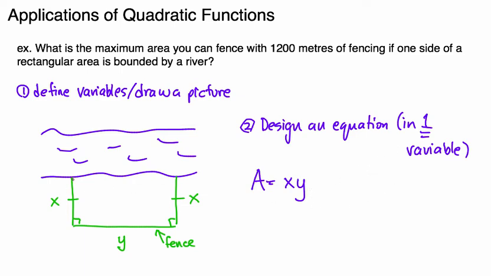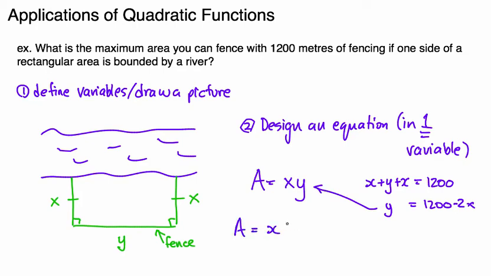So I have to somehow adapt this. Well, I do know that I've got x and y and x worth of fence, and that has to add up to 1,200. So what's y worth? Well, subtract away those two x's: it's 1,200 take away 2x, and so that's what this y over here is also worth. So my area formula can be x times (1,200 take away 2x), and there's an equation that I can use. It's a quadratic, it'll have x squareds in it, so I know that I'm on the right track.